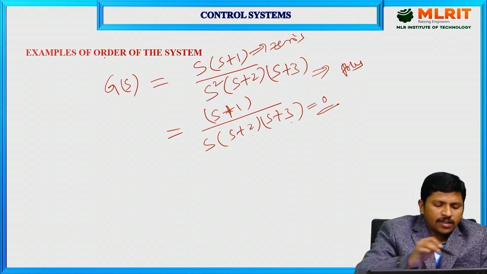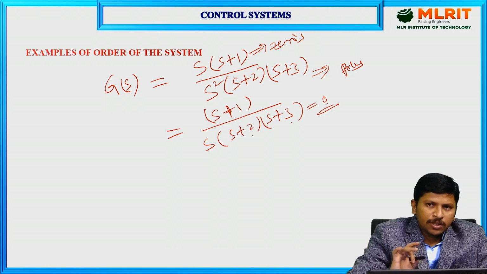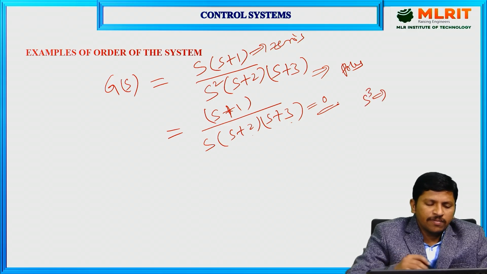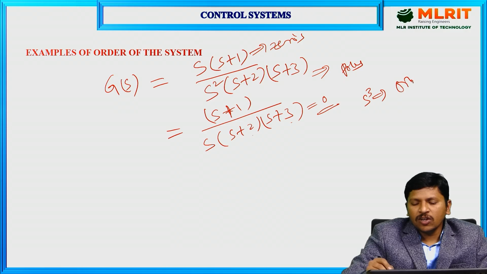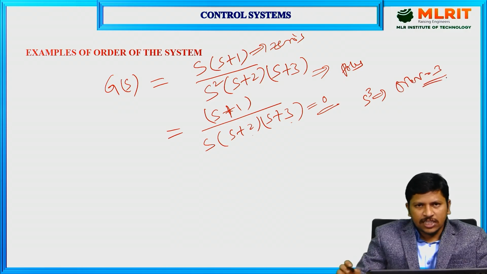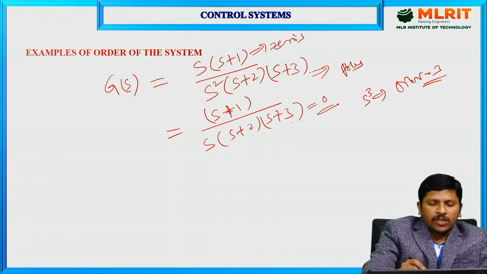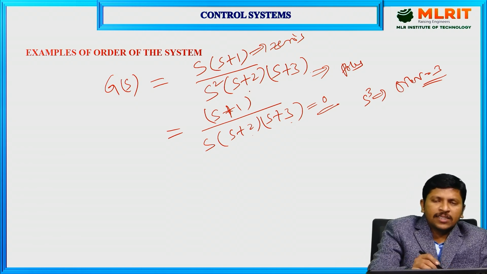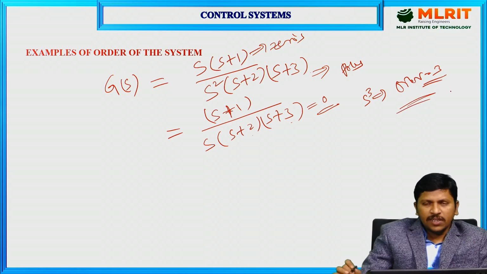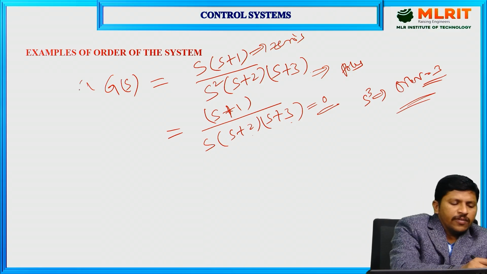Here the order of the system is nothing but the maximum power. How many s terms are available here? s to the power 1, s to the power 1, s to the power 1, completely s cube. So in this example the order is 3, a third order system. In the denominator polynomial of the transfer function, the maximum power of s indicates the order of the system. This is one example.